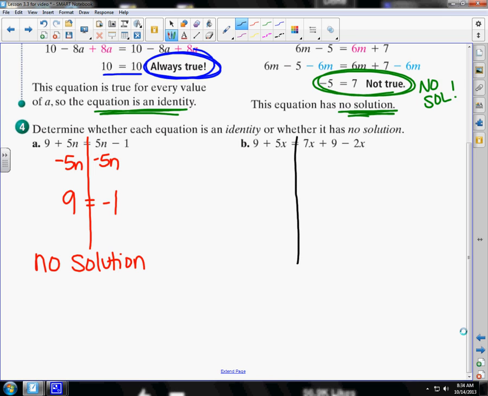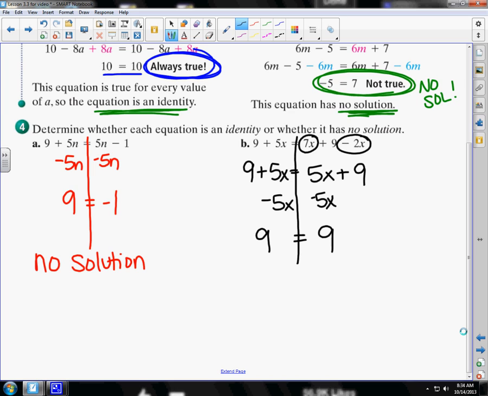Now here, I'm going to write this 9 plus 5x equals, and then I'm going to combine 7x and negative 2x to get 5x plus 9. So I can see right now that these are the exact same equation. So then I would get 9 equals 9, which is an identity.